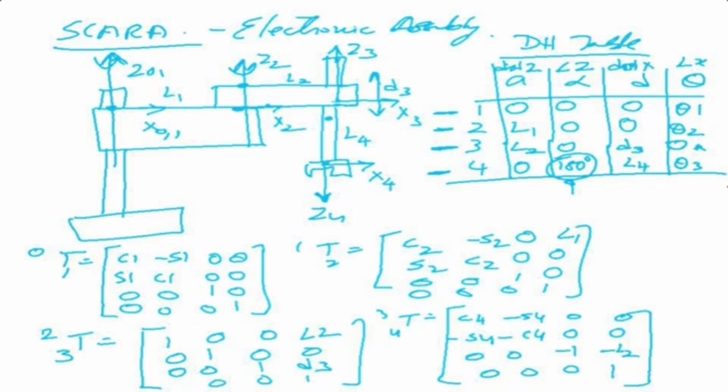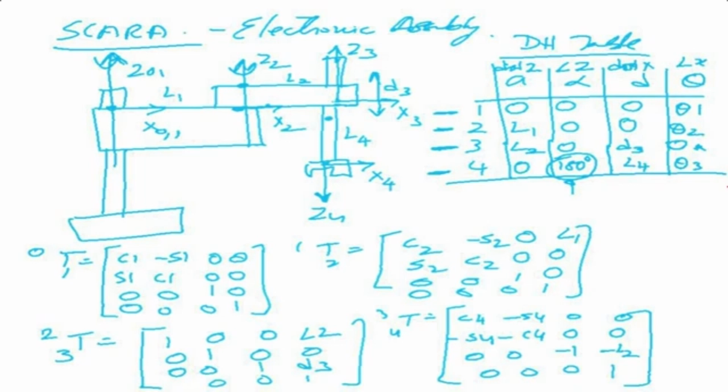Now, this is the second one. The third is a prismatic joint, so theta is equal to 0. It doesn't move, and there is no theta there. So what is the distance between the z-axes? It is L2. What is the angle between the z-axes? It is 0. What is the distance between the x-axes?